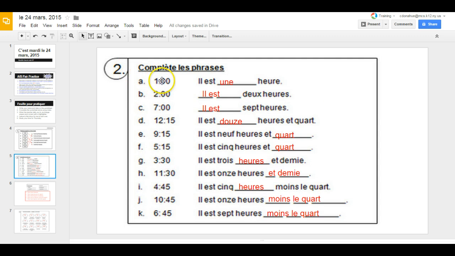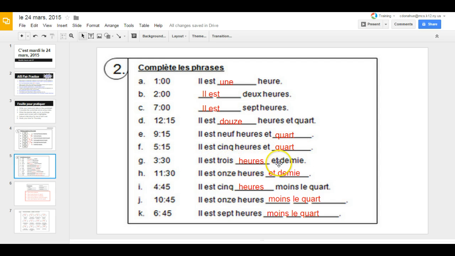For section 2, A, il est 1 heure. B, il est 2 heures. C, il est 7 heures. D, il est 12 heures et quart. We have to use 12 here because we have heure. You cannot use midi or minuit with heure. Letter E, il est 9 heures et quart. F, il est 5 heures et quart.